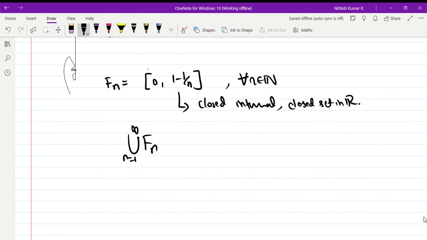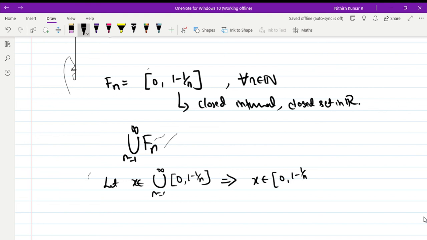That is the infinite countable union of closed sets. So we have a countable collection of closed sets here. Let's observe what is its union. Now let x belong to the union of Fn, that is nothing but the union of the closed intervals [0, 1 - 1/n] when n ranges from 1 to infinity. This implies x belongs to the closed interval [0, 1 - 1/n] for some n belongs to N.